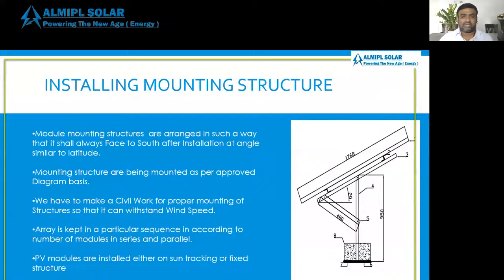Module mounting structures are arranged in such a way that they shall always face south, after installation at an angle similar to the latitude. Mounting structures are mounted as per the approved diagram. We have to do civil work for proper mounting of the structure so that it can withstand wind speed. Arrays are kept in particular sequences according to the number of modules in series and parallel. PV modules are installed either on sun tracking or fixed structures. Mostly nowadays we use fixed structures, not sun tracking.